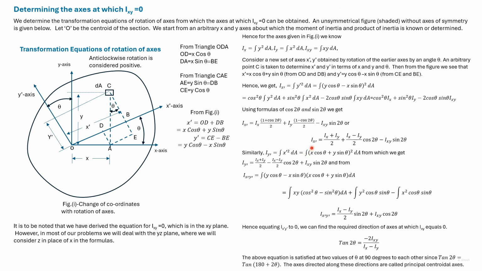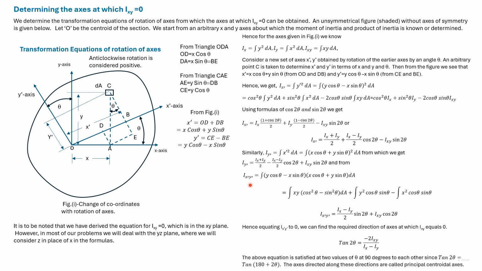Rearranging, we get Ix dash is equal to Ix plus Iy divided by 2 plus Ix minus Iy divided by 2 cos 2 theta minus Ixy sin 2 theta. Similarly, Iy dash is equal to integration x dash squared dA. Substituting, squaring, and then integrating, we get Iy dash. The terms in these two equations are the same. However, there is a change in sign.